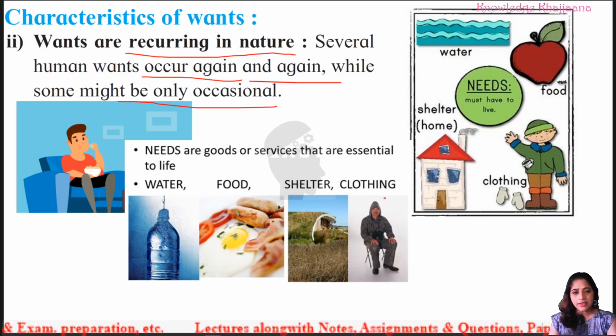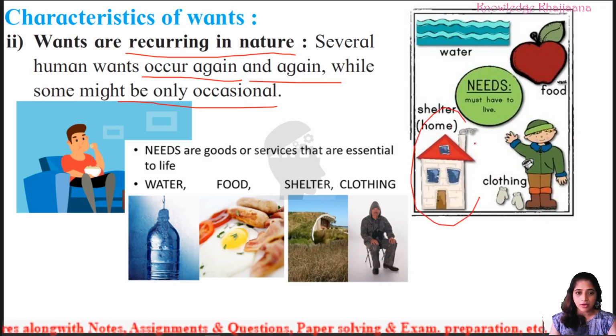Whereas one of the basic necessities is home or shelter. For a person, the want of shelter, if it is satisfied once, can be occasional. He will not need to have a house again and again. So needs are the goods and services that are essential to life: water, food, shelter, clothing. All these are wants. A person will like to have food again and again. So some wants are recurring, and that's why they are called recurring in nature.